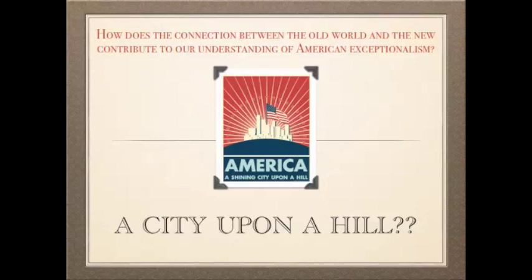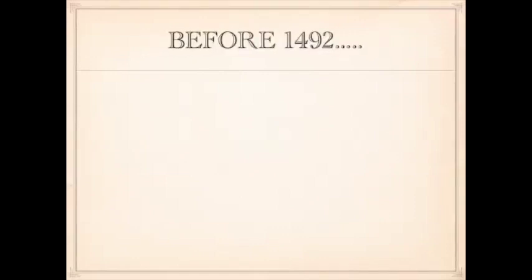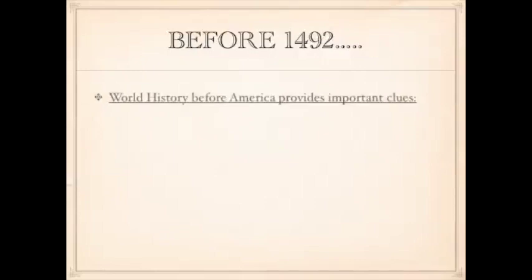So really what we have to do is figure out, where did this idea come from? And as we look into that, I think we can find a lot of evidence in Native America as well as in the European world that conquered it. So let's try to figure out how the connection between the old world and the new one contributed to our understanding of American exceptionalism. The first thing that we need to think about is what was happening in America before Columbus, so before 1492. And if you think about it, world history before America really provides us some really important clues to this idea of where a city upon a hill came from.